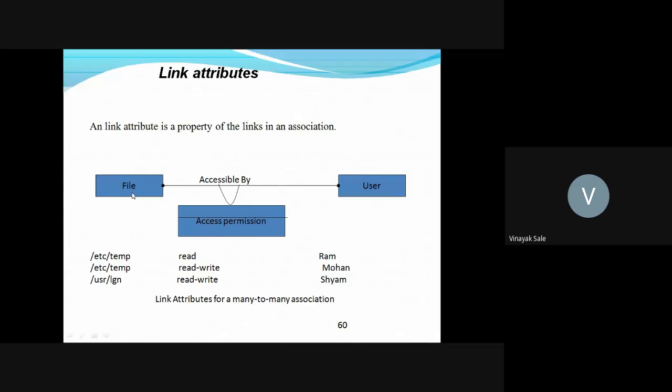So files are temp, user, login. They have access permissions, that is read, write, execute. Then users are Ram, Sham, Mohan. So these are the link attributes for many to many association. File temp has read access permission for user Ram, Mohan or Sham. Similarly, login has read and write permission for Ram, Mohan or Sham, etc. This is a many to many attribute.